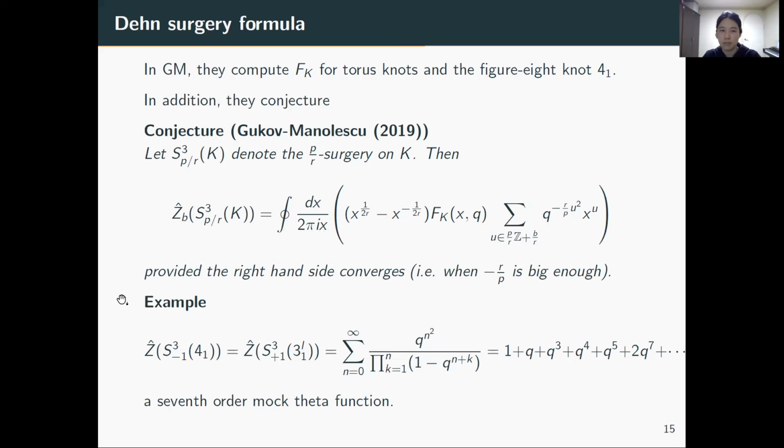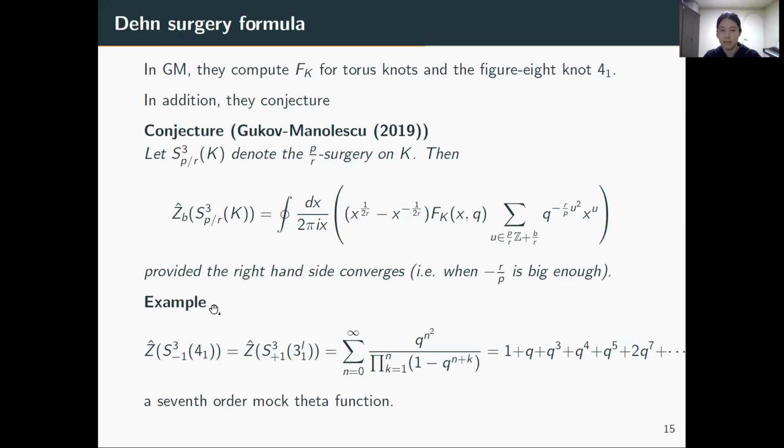Here's a small issue, because this right-hand side does not always converge. It only converges provided that minus r over p is big enough. Their conjecture says that whenever minus r over p is big enough so that this right-hand side converges, then this should be true.